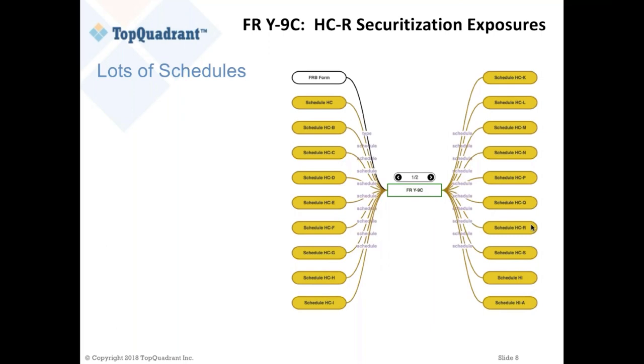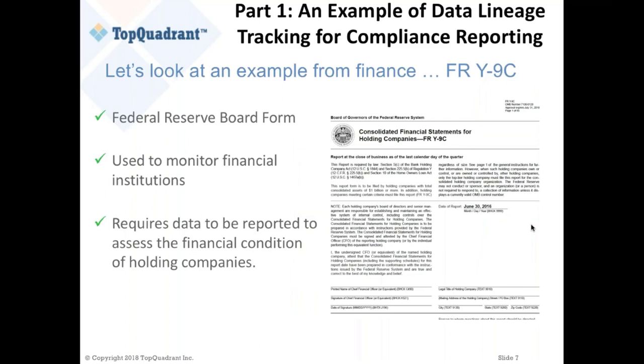We're using this report as a compliance example, but actually the same kind of lineage requirements would apply to other regulatory reporting forms, such as GDPR. This is a data protection regulation from the European Commission, or CCAR, which is another Federal Reserve compliance requirement.